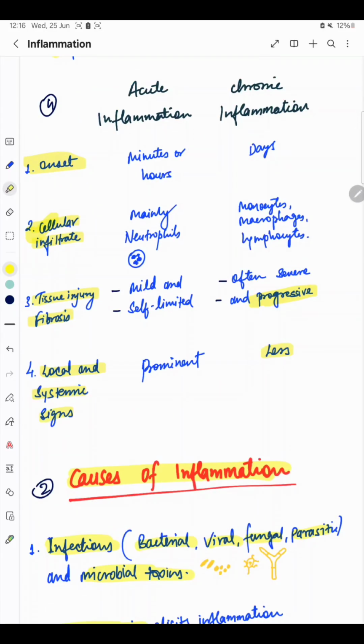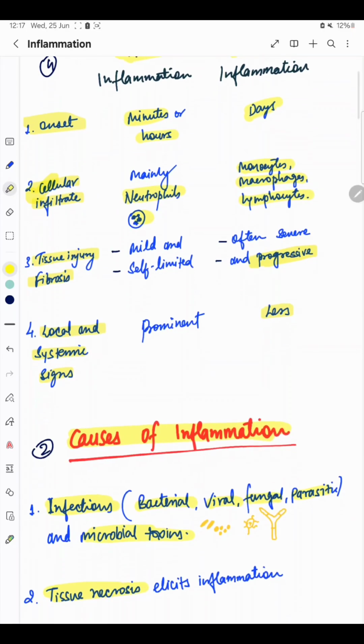Inflammation is broadly divided into acute and chronic type. We will see the basic differences between these two. Onset in acute inflammation is in minutes or hours, although in chronic inflammation it takes days or a longer duration. Cellular infiltrates in acute inflammation are mainly neutrophils, and in chronic inflammation mainly mononuclear cells like monocytes, macrophages and lymphocytes.